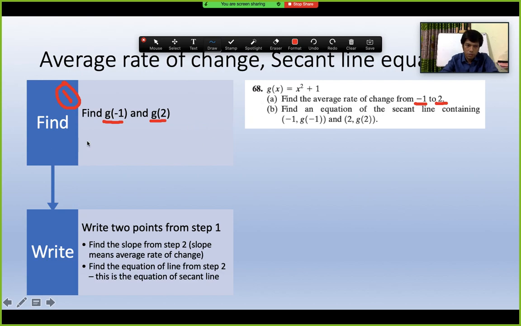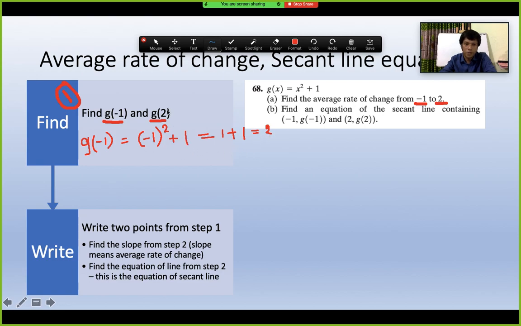G of -1 means here we have to put -1 in the function. So g of -1 equal to what? This equals to putting -1 in the x. So -1 whole square plus 1 equals to what? -1 whole square means 1. So basically this is 1 plus 1 equals to 2.